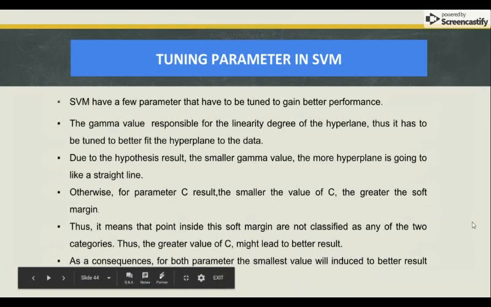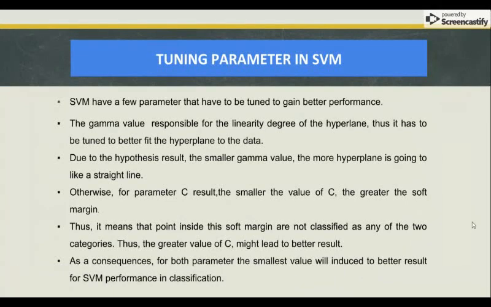Last part of question 5, we'll explain about tuning parameters in SVM. SVM has a few parameters that have to be tuned to get better performance, for example, parameter gamma and parameter C. The gamma value is responsible for the linearity degree of the hyperplane, thus it has to be tuned to better fit the hyperplane to the data.